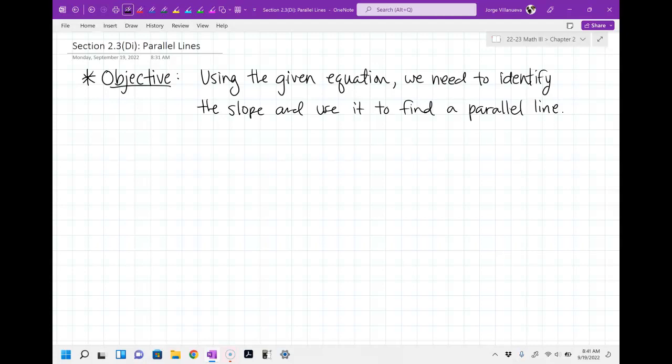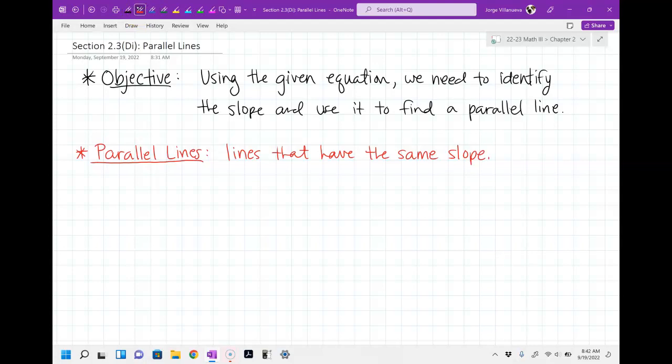Okay? So first off, parallel lines. You guys should hopefully already know this, but there are 2 types of lines that we talk about, parallel lines and perpendicular lines. So for parallel lines, these are lines that have the same slope. So lines that have the same slope.